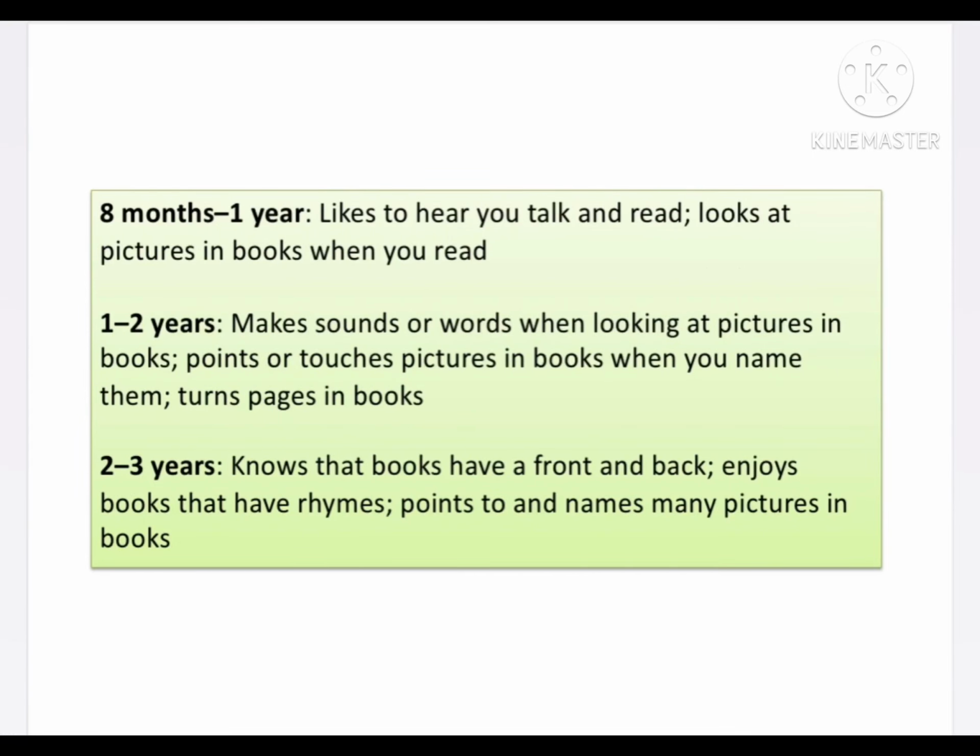8 months to 1 year: likes to hear you talk and read, looks at pictures in books when you read. Then 1 to 2 years: makes sounds or words when looking at pictures in books, points or touches pictures in books when you name them, then turns pages in books. Then 2 to 3 years: knows that books have a front and back, enjoys books that have rhymes, points to and names many pictures in books. So it is important that you as a parent be talking to your child or interacting with our kids as much as possible.